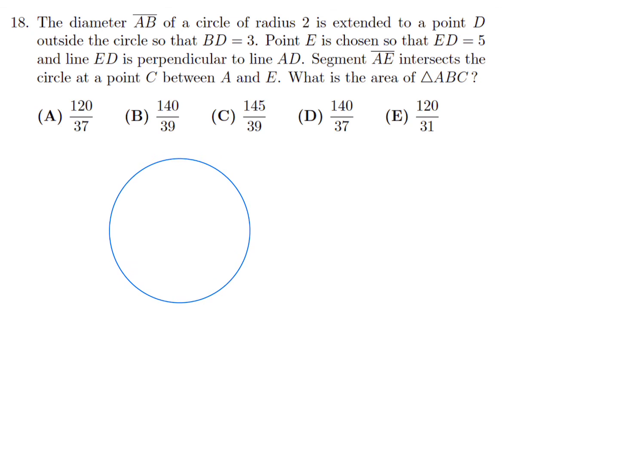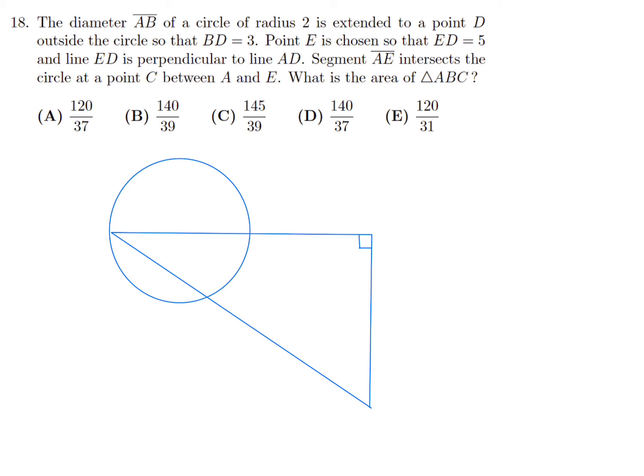Okay, let's draw this diagram. Let's draw the diameter AB and extend it a little bit more. Then we have to draw a perpendicular line that's approximately 5, and then connect that one. So I think that's pretty much the diagram.